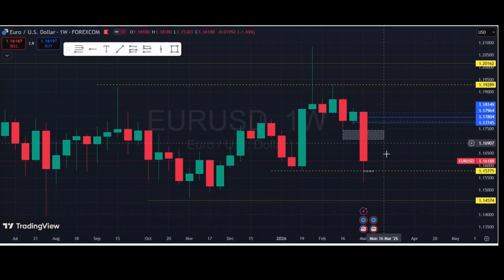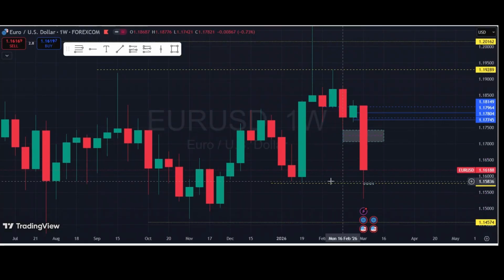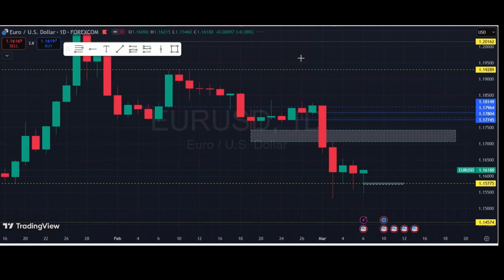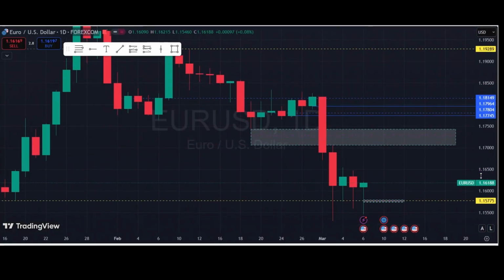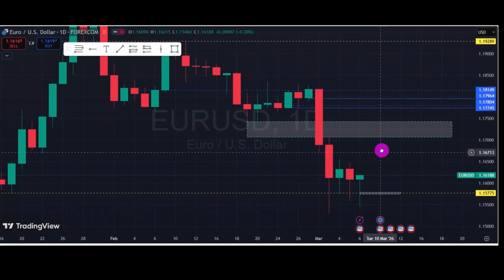So Euro is also trading at a discount, just like British pound USD, after clearing the previous weekly low and taking downside liquidity as at last week. We are dropping to the daily time frame. So where is our draw on liquidity using our daily time frame?